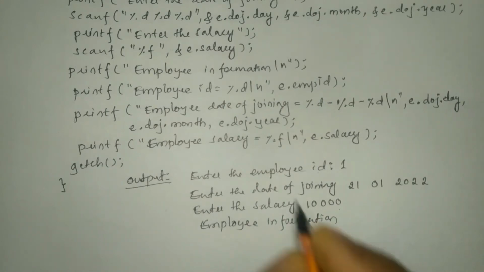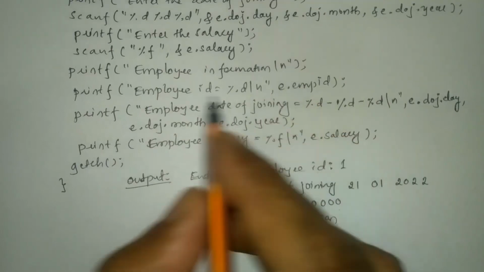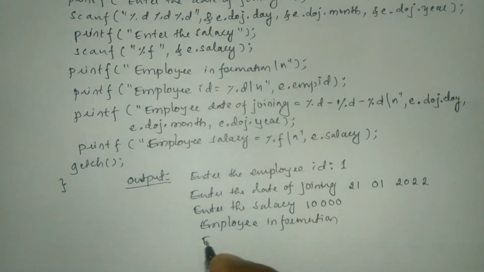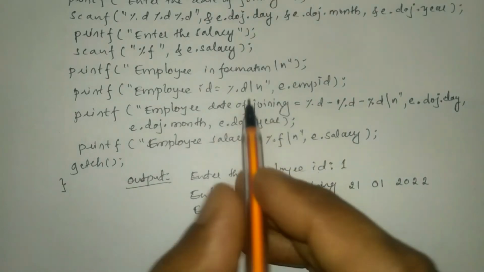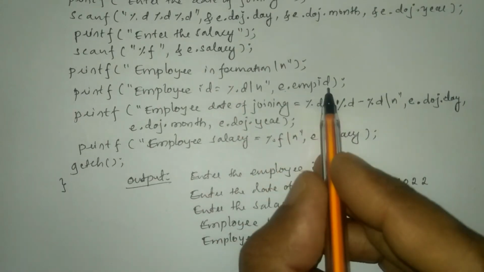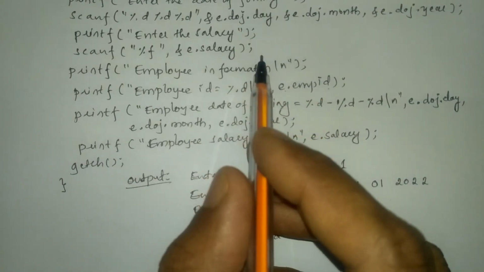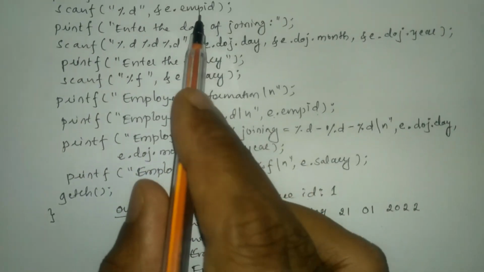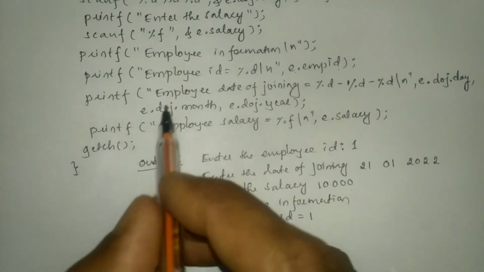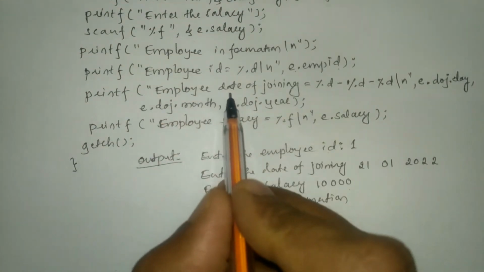So this one will be printed as it is. Just because of this \n, cursor will come down to the next line and it is going to print employee ID. Employee ID is equal to, so here we have entered 1. So this e.empID is holding what? This e.empID holding 1, right? So it is going to print 1. So next is what? Next is employee date of joining.